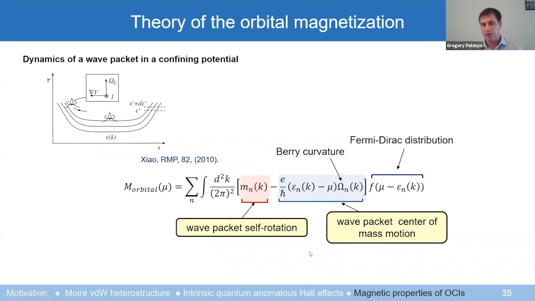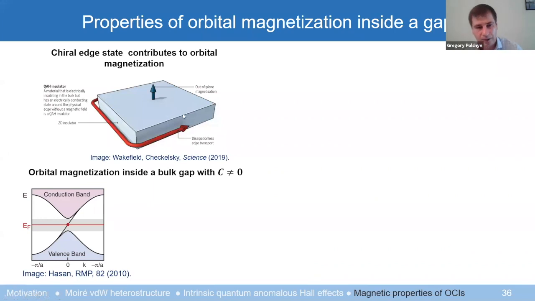And this is at the heart of the effect that I'm going to discuss next. Actually, to understand it, we don't even need to think about it in terms of these integrals. We can understand it in much simpler terms. So the topologically protected chiral edge state carries some current, right? So it contributes to total orbital magnetization.